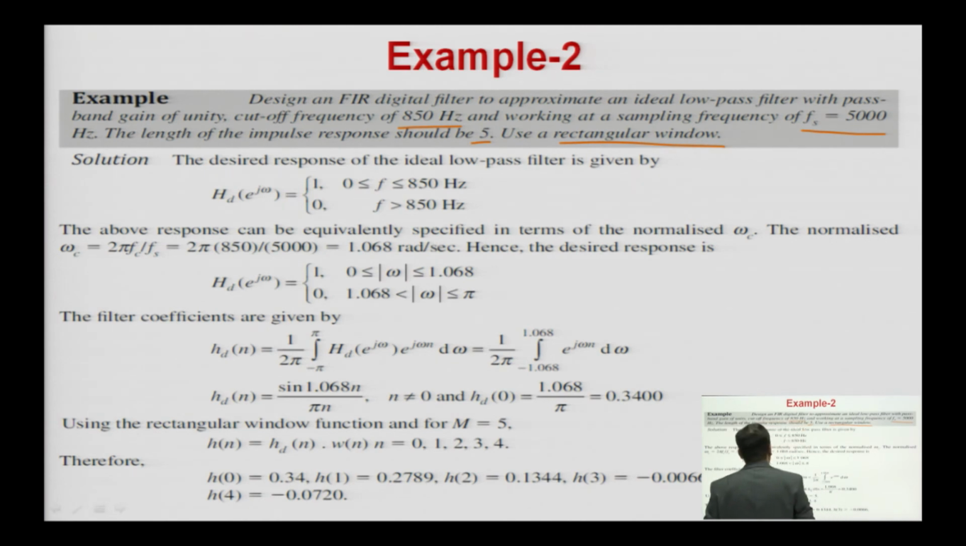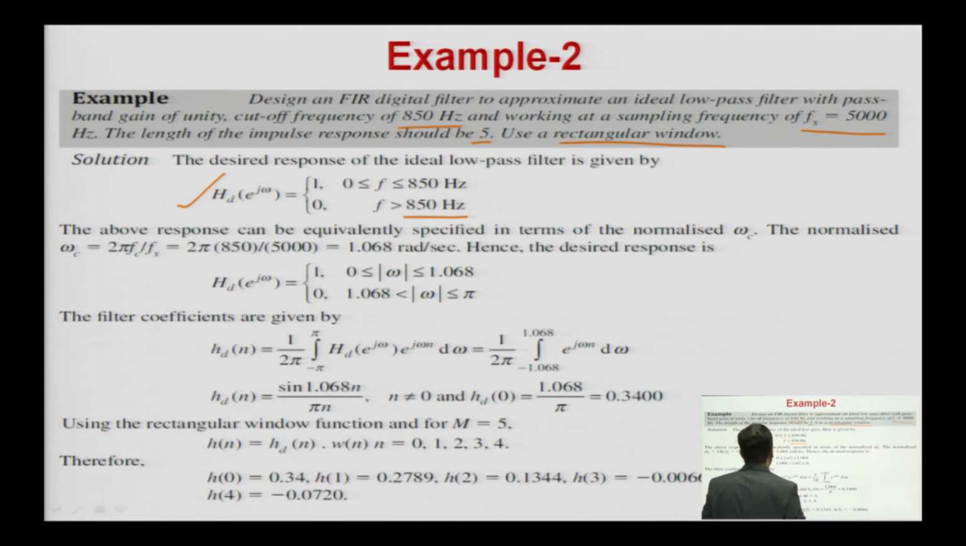And the desired frequency response of the filter is given to you. What is given to you? H d E j omega is equal to 1 for frequency in hertz from 0 to 850, and if it is greater than 850, then it will be 0. Then we have to take the solution here.